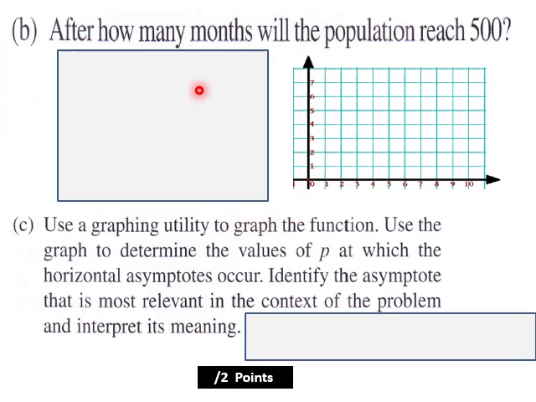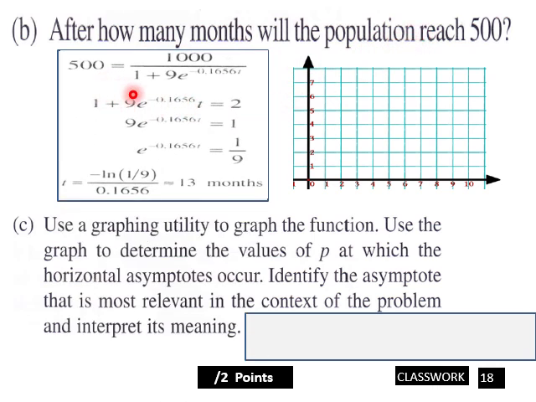After how many months will the population reach 500? So for that, 500 equals our function here. We're going to solve for t now. So 1 plus 9e to the negative 0.1656t equals 2. So the way we got this, we put this over here, then we move this over here under 1,000. And then we move our 1 over here. And then we have this e to the negative 0.1656t equals 1 over 9.